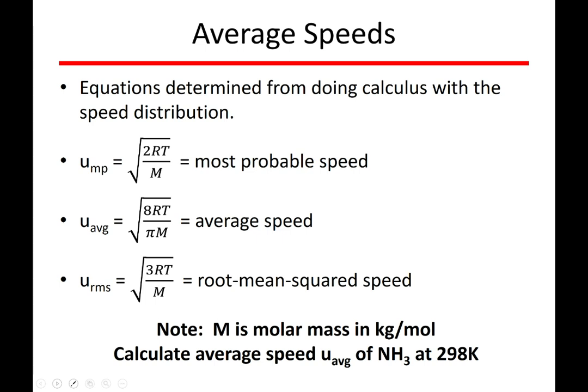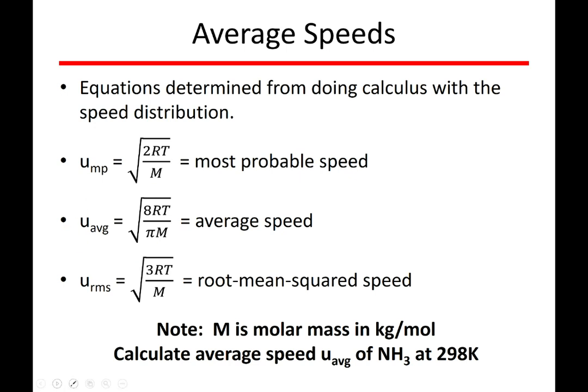One other thing that I'll mention before we get into this example is that there are 3 different ways that you can calculate the average speed. And these are just 3 different ways that it can be found. And in a problem, I would very clearly specify which one of the 3 I would want you to use. And since this problem specifies that we want UAVG, then this is the equation that we're going to want to use. Square root of 8RT over pi m.